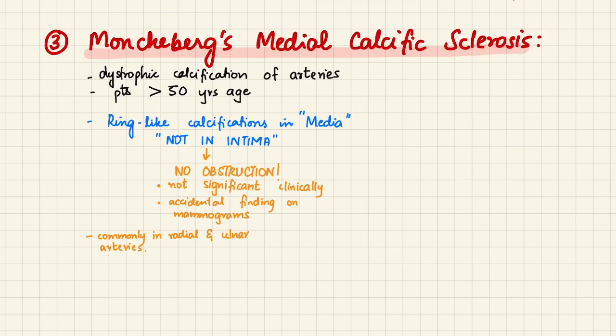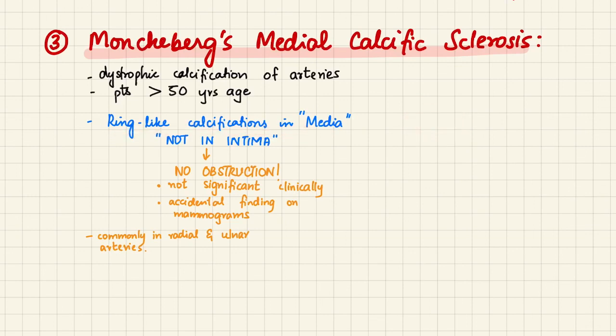So what happens is that this is actually dystrophic calcification. It is not due to hypercalcemia or something. It is due to old age and generally damage to the arteriolar walls, which will cause the deposition of calcium in the walls. Okay, so under the microscope, it will show us ring-like calcifications in the media because media has ring-like smooth muscles.